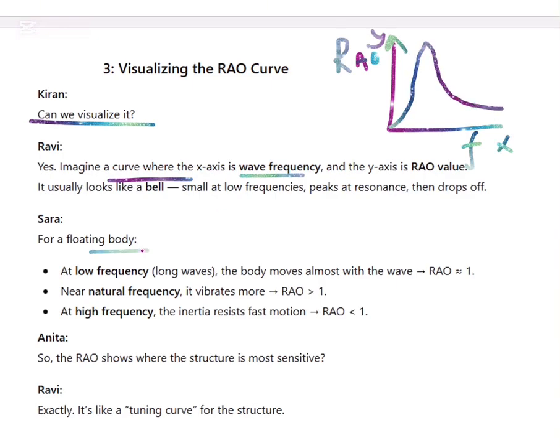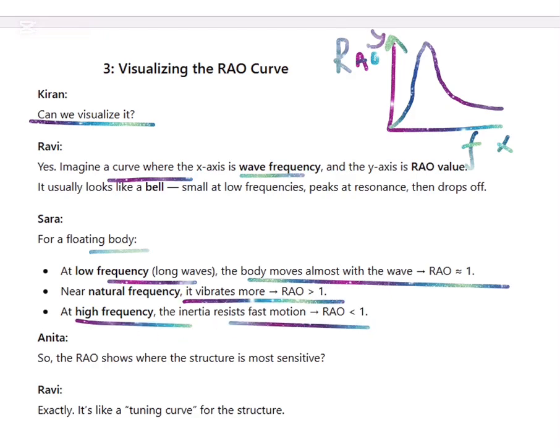For a floating body at low frequency, with long waves, the body moves almost with the wave. Near the natural frequency, it vibrates more, so RAO is greater than 1. At high frequency, the inertia resists fast motion, that's why RAO is less. So if you take RAO as 1, this portion is much less, and this portion is more than 1, because at resonance it will go above 1.